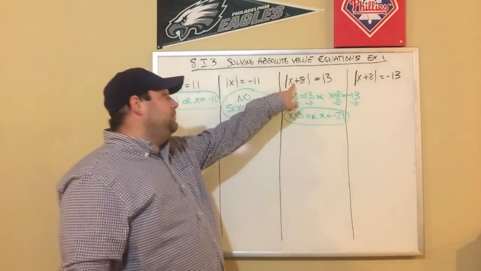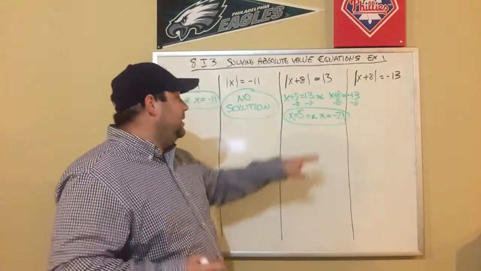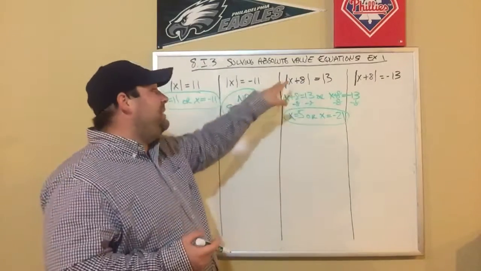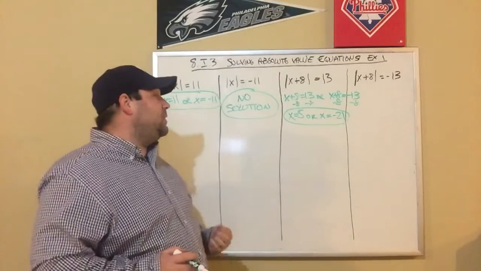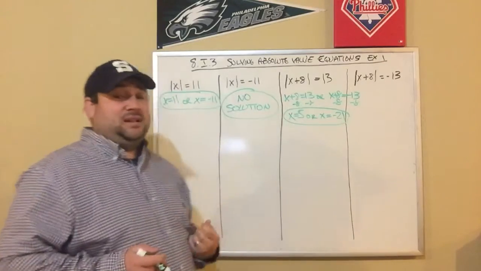And if I were to check them, 5 plus 8 is 13. The absolute value of 13 is 13. Good, we're right. Negative 21 plus 8 is negative 13. And the absolute value of negative 13 is also positive 13. So this one works as well. So we actually get two answers here. Our answer is x equals 5 or x equals negative 21.